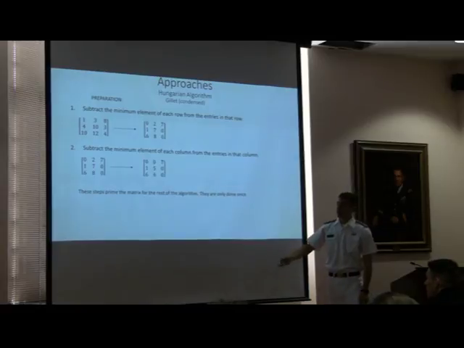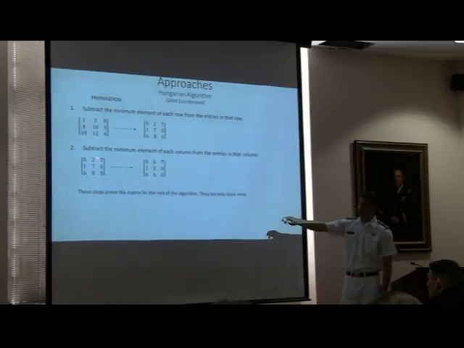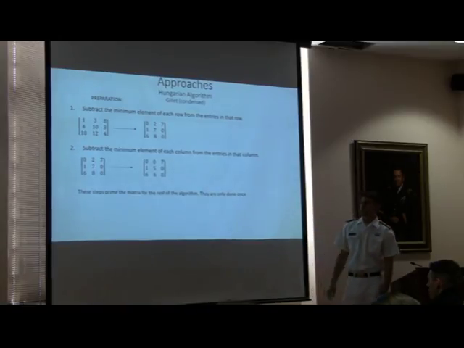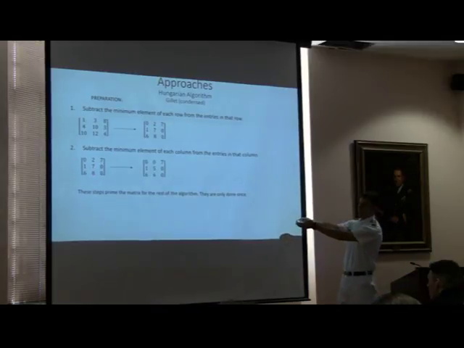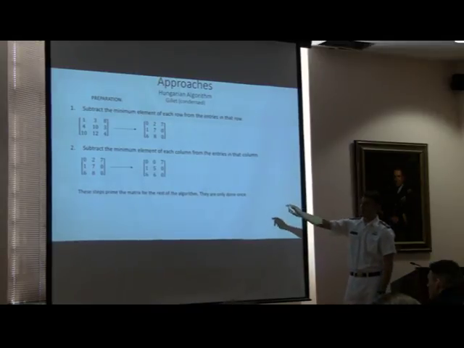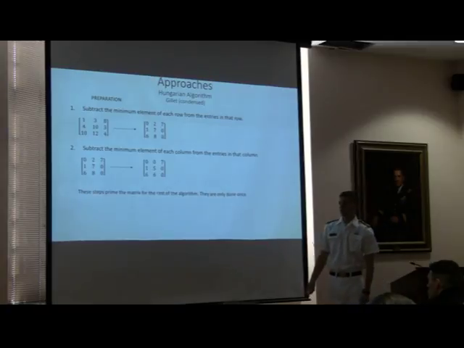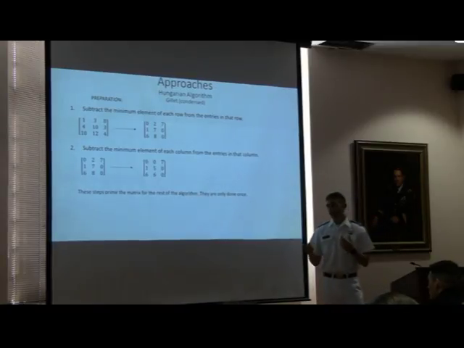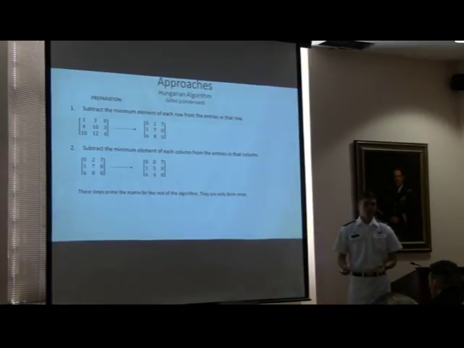Now you do the same thing, but from the perspective of columns. So 0, 1, 6, the minimum is 0, so nothing's going to change. 2, 7, 8, however, the minimum is 2, so we subtract 2 from 8 and from 7 to get 0, 5, and 6. 7, 0, 0, that column doesn't change because the minimum is 0. So again, this primes us for the rest of the algorithm. We only do this once.